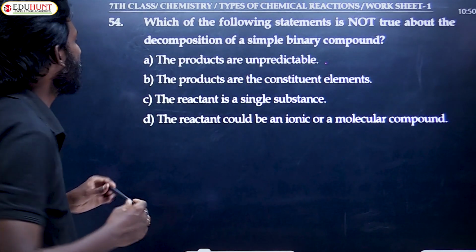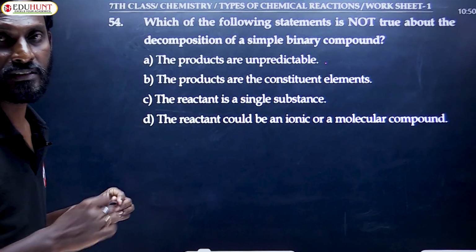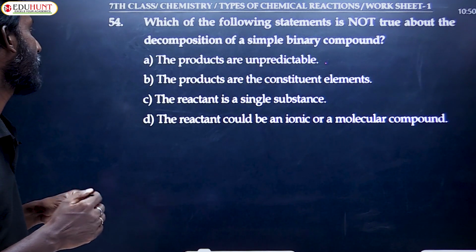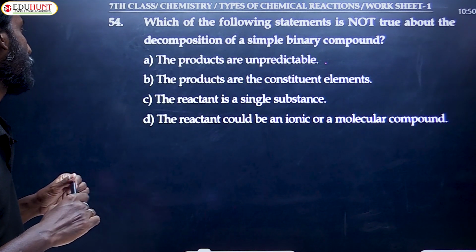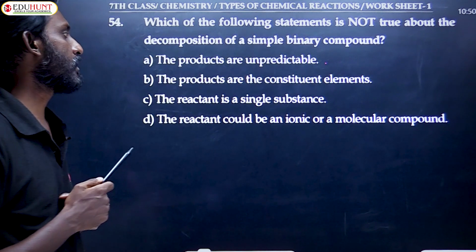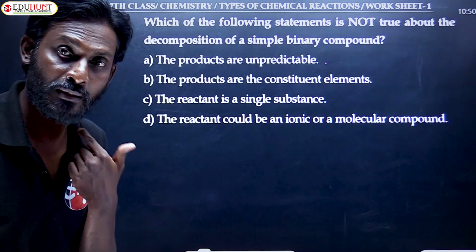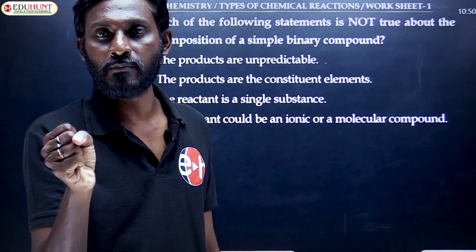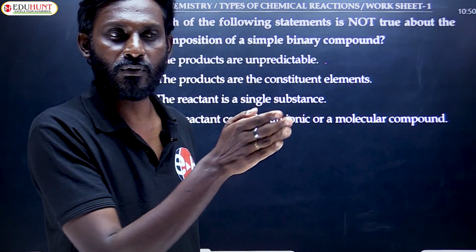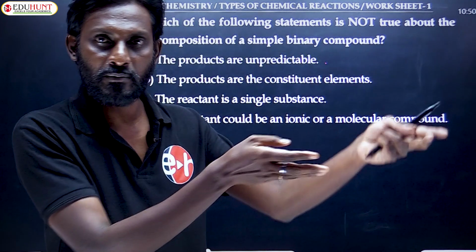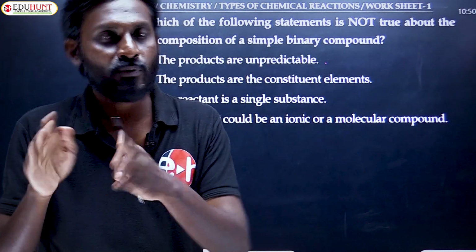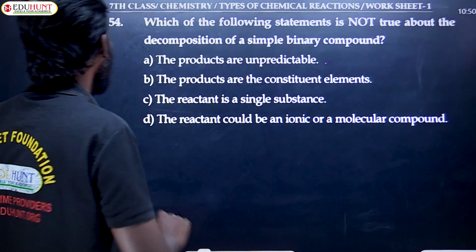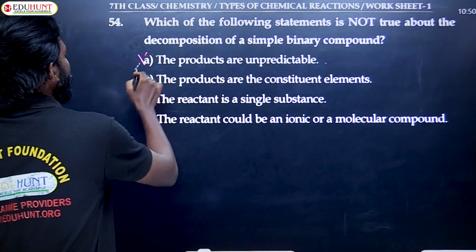Next, question number 54. Which of the following statements is not true about the decomposition of a simple binary compound? The products are unpredictable. No, we can predict the products, because in a decomposition reaction, the compound breaks down into simpler compounds. The simpler compounds or elements coming are from this compound only. We can predict what products are coming. So this is wrong.